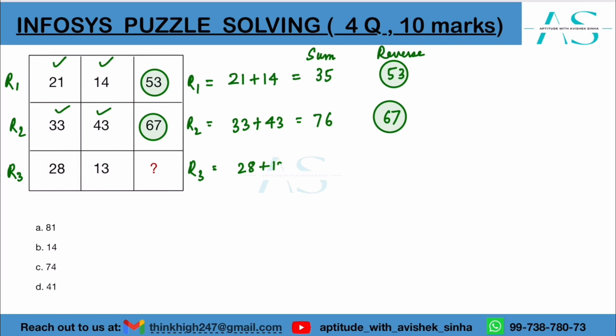28 plus 13, we get it as 41. Taking the reverse, it is 14. You have to be careful here not to mark 41. 41 is wrong. 14 is correct. Not the sum, but the reverse of the number. So 14 should come here.